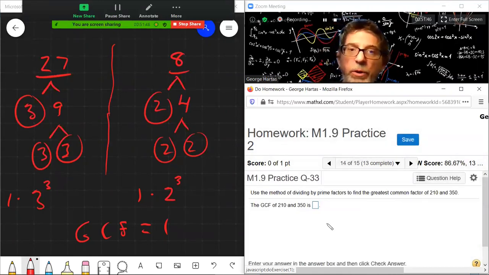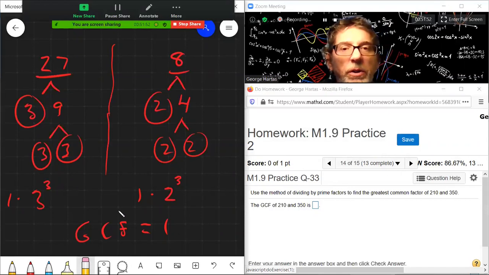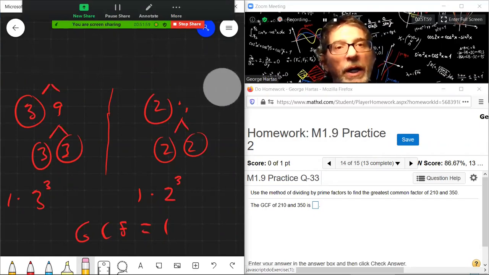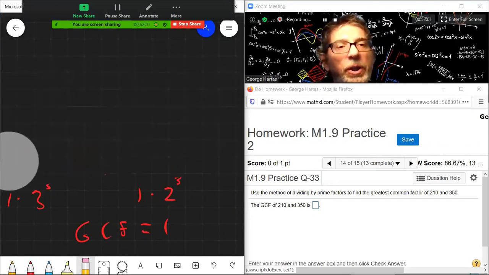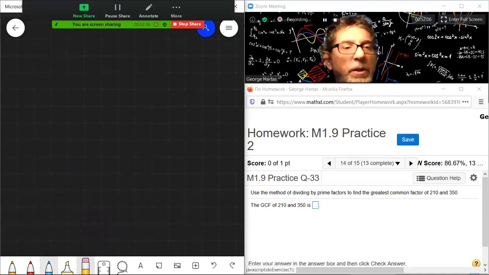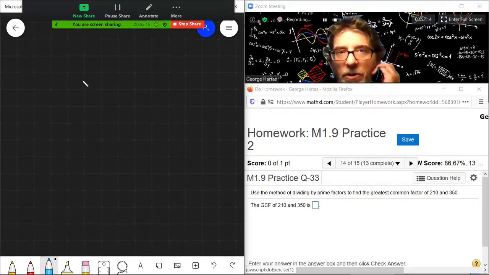All right, now we're going to do a different technique to find the greatest common factor. And this technique is called dividing by prime factors. So if you like it, you can use this, or you can use the factor tree that we've been doing. They just put it in here as an alternative way to find the greatest common factor. So here we're looking at 210 and 350. So we're going to have a strange notation here.